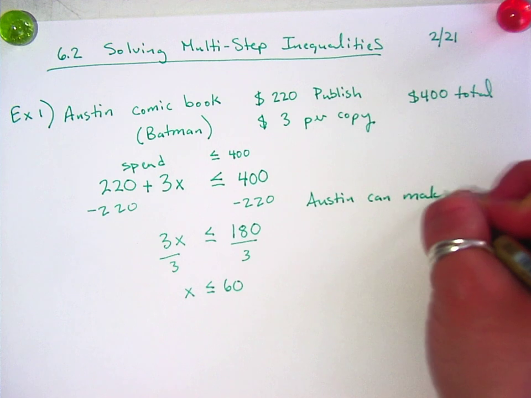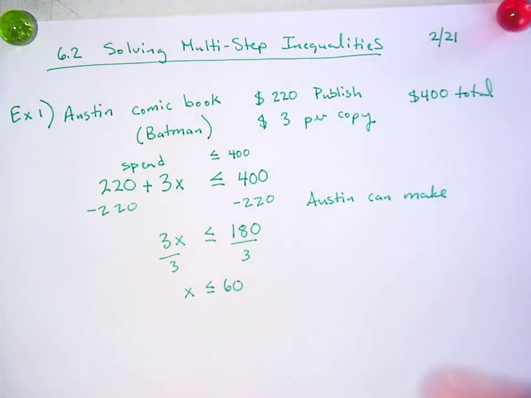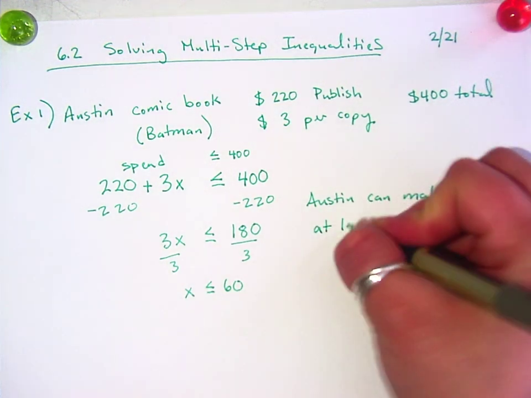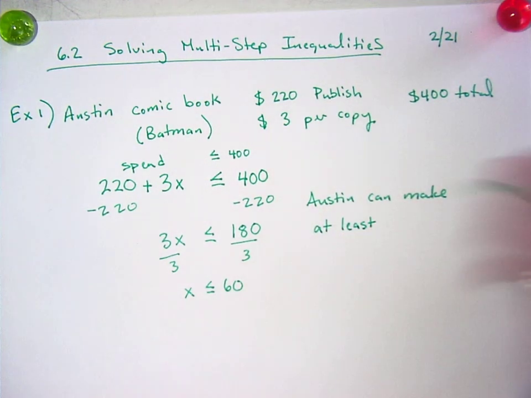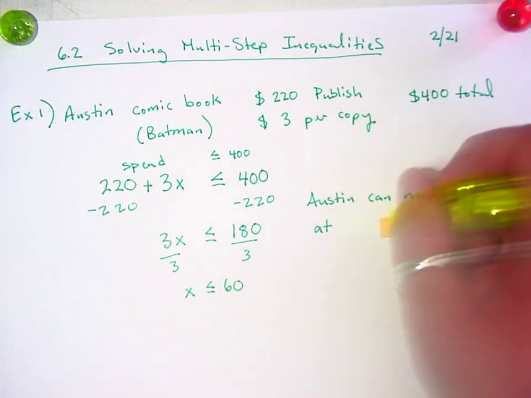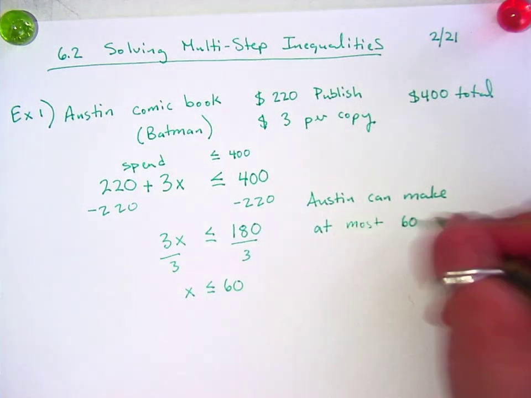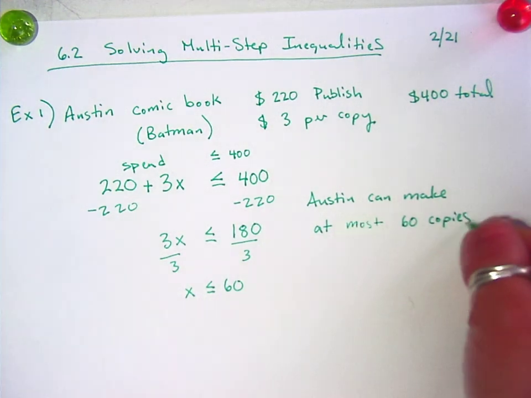can make, I'm not going to say 60 copies because I want to say 60 or less. What's the words I should use? At least. No, at most, right? Because 60 is the max he can make. So Austin can make at most 60 copies of his comic with his budget of $400.